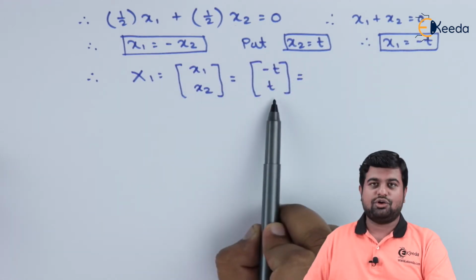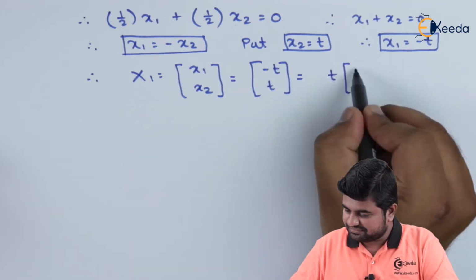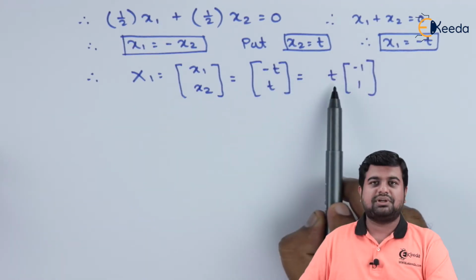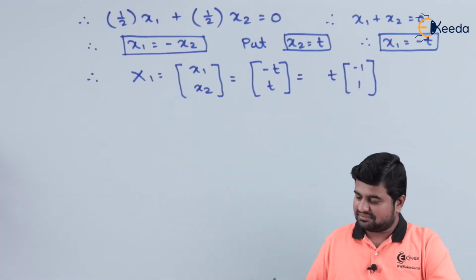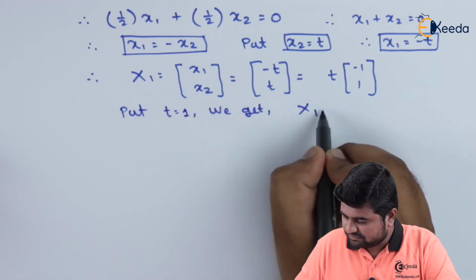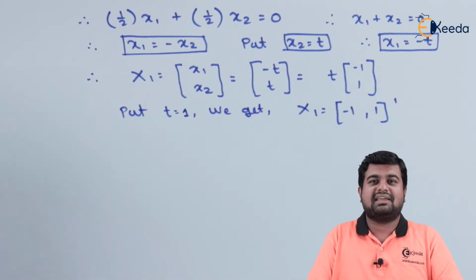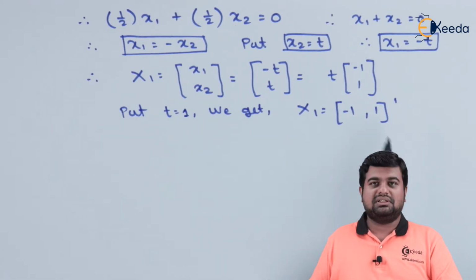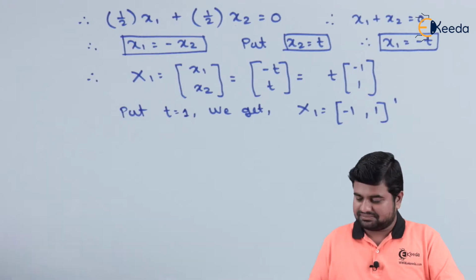I'm going to take t common, so I'm going to have minus 1 and 1. Now let's put t is equal to 1 so that we can get minus 1 and 1 as my answer. So this was the first eigenvector, minus 1 and 1. Let us talk about case number 2, which has eigenvalue 2, and we'll calculate the values of the eigenvectors.